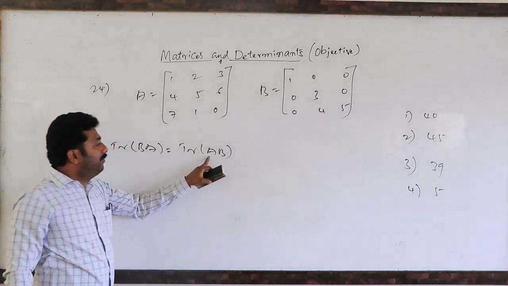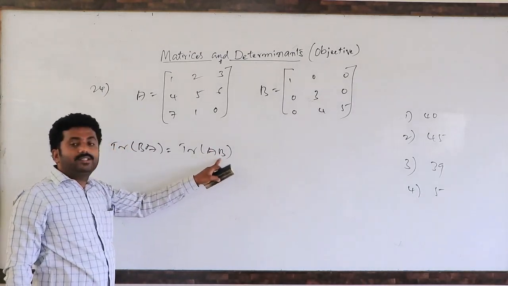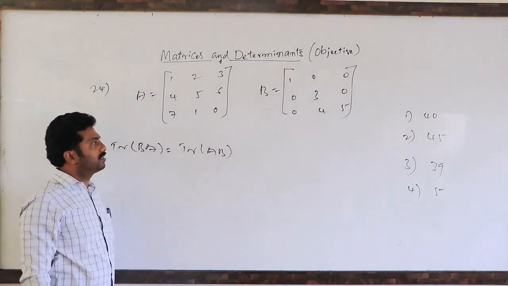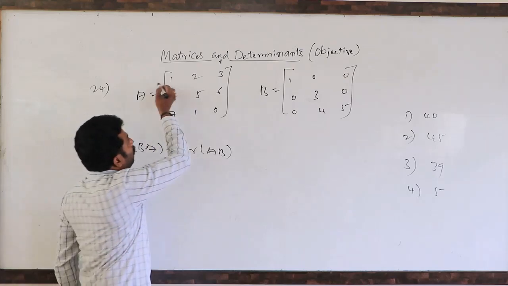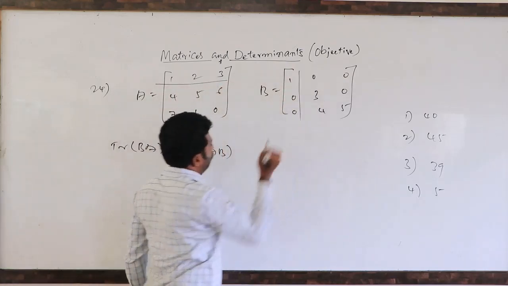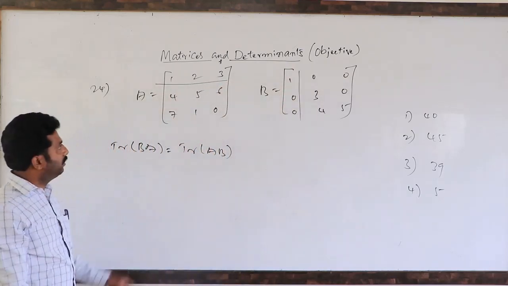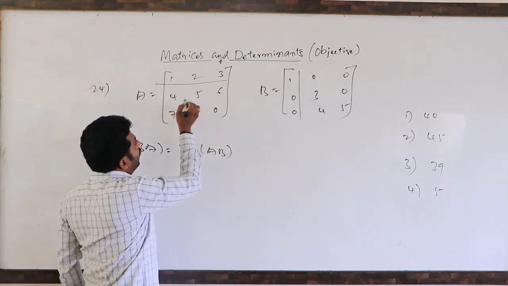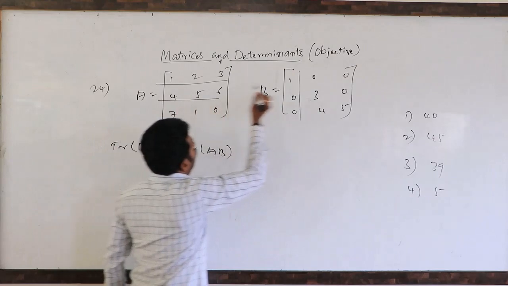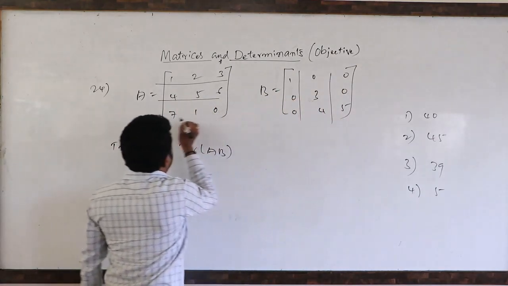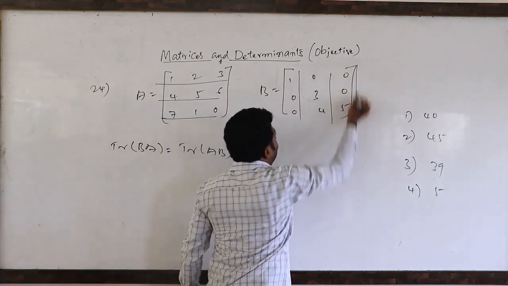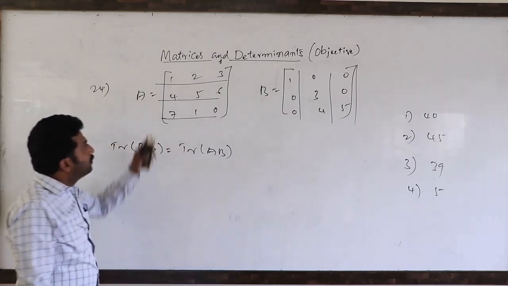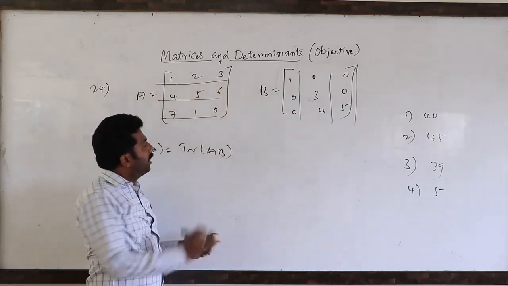What does the trace of AB mean? In AB, it is the sum of the principal diagonal elements. How will you get the principal diagonal? First row, first column. Second element in the principal diagonal is second row, second column. Third element means third row, third column. Like that.